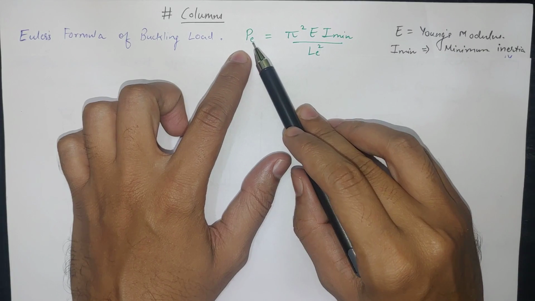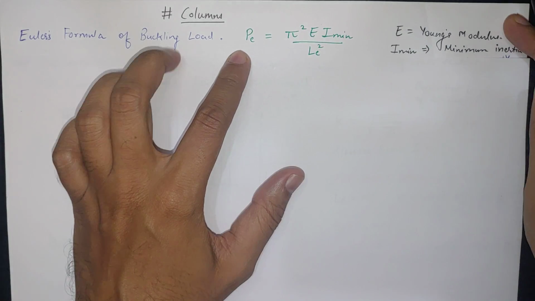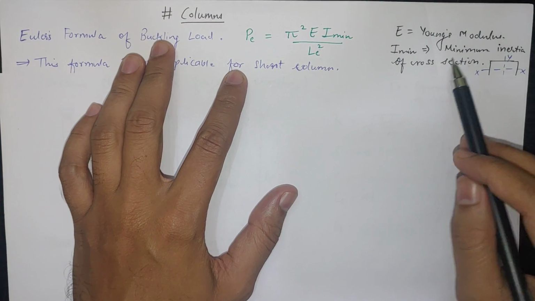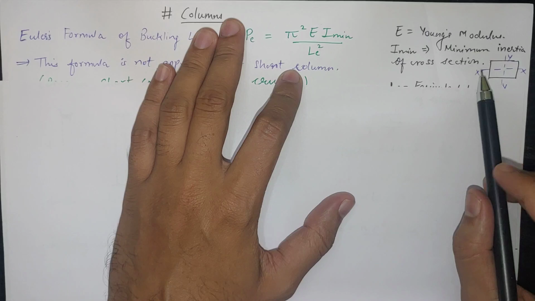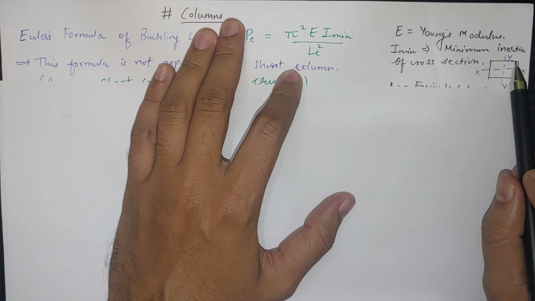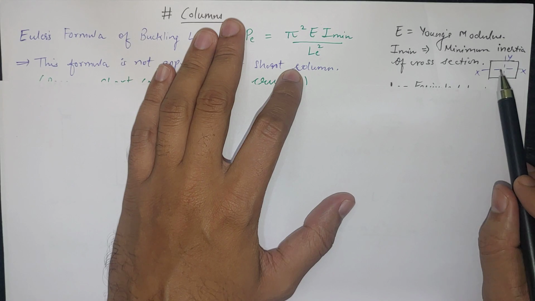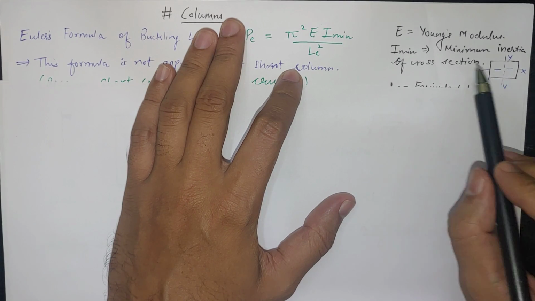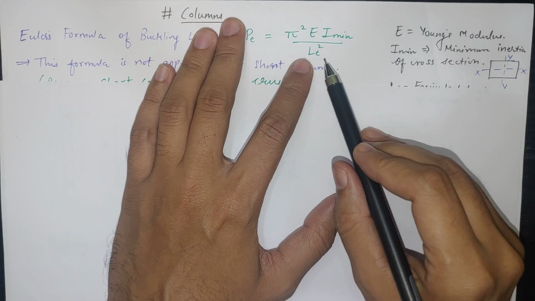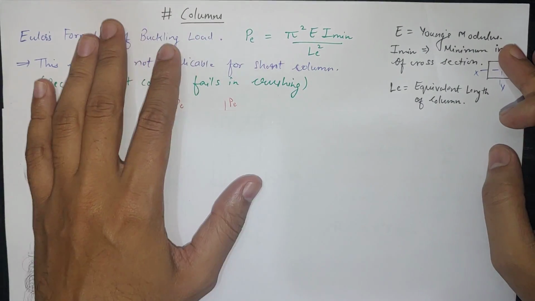Here, this is the load in Newton. E is the Young's modulus. I minimum is the minimum moment of inertia of the cross section of the column. If we look at the column from the top, the column is a very long member, and this is its cross section. Here we have two axes, Ixx and Iyy, about which it can buckle. So we have to take whichever is the minimum. Le is the equivalent length of the column. We will discuss what equivalent length is.